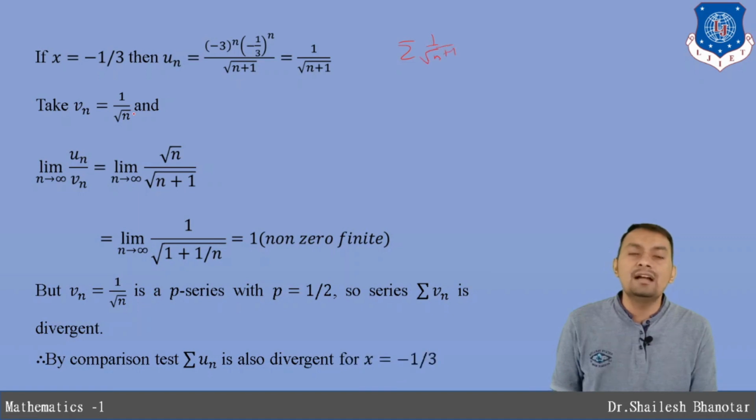Choose Vn equal to 1 divided by the highest power of n, that is n raised to 1 by 2. When we apply the limit comparison test, with un equal to 1 divided by under root n plus 1, multiplied by 1 divided by Vn, that is under root n, whenever we take common and cancel out, you are left with a non-zero and finite quantity. We can say that both series un and series Vn are convergent or divergent together. But the denominator series, series Vn, that is 1 divided by under root n, is divergent according to the P series test. Therefore, the upper series, series un, is also going to be divergent.